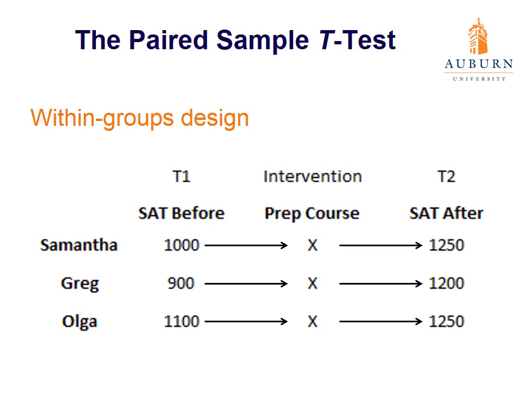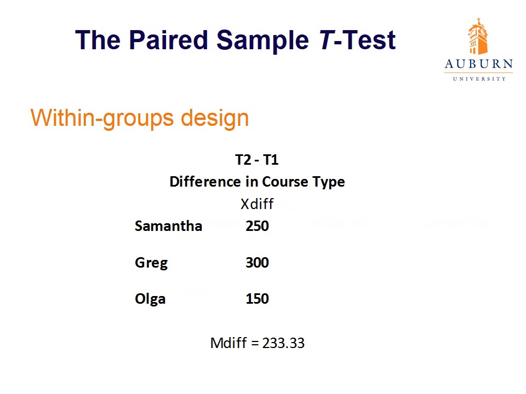So if I want to get a mean difference, I need to subtract the SAT before scores from the SAT after scores for each of my participants. If I take Samantha's SAT score of 1250, so this is after the prep course, and I subtract her SAT score before the prep course, I get a difference of 250.